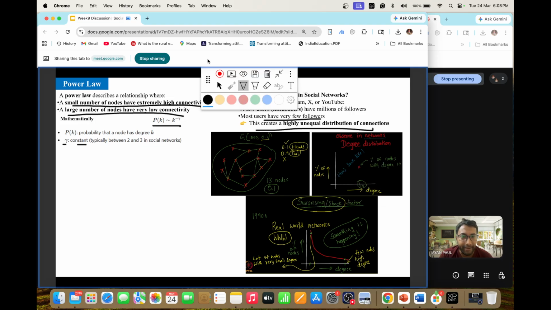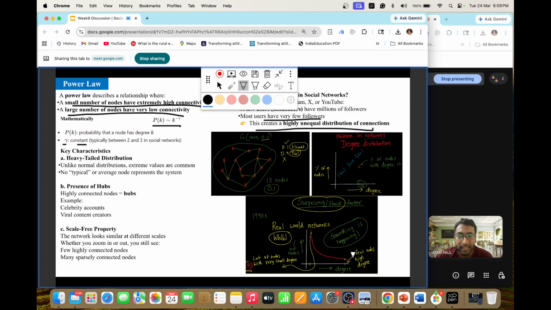This is the graph of power law. You can see the y-axis is the percentage of nodes, and the x-axis is the degree. When the degree is low, you have many nodes, but as the degree increases, you have very few nodes with that particular degree. So that is the power law.